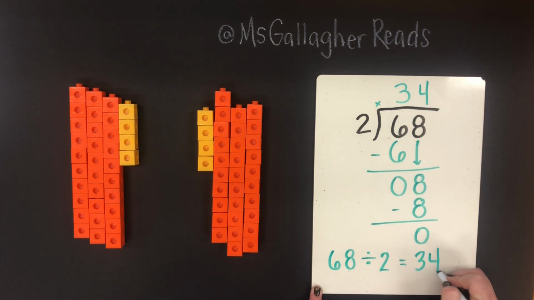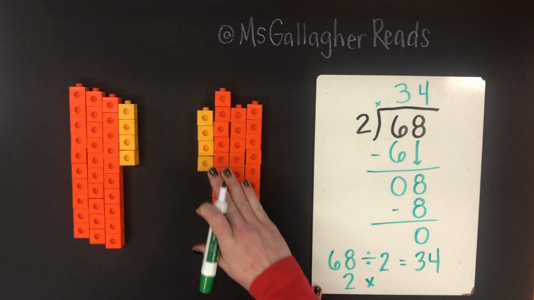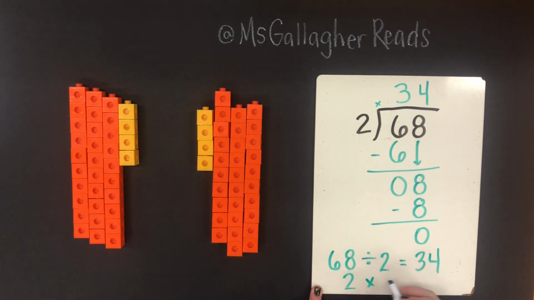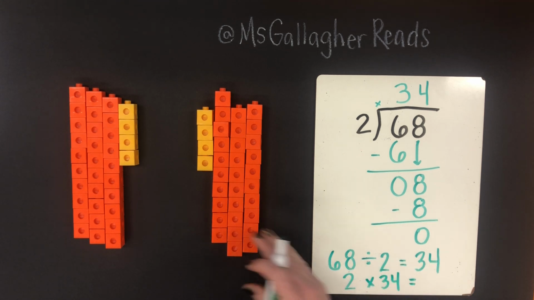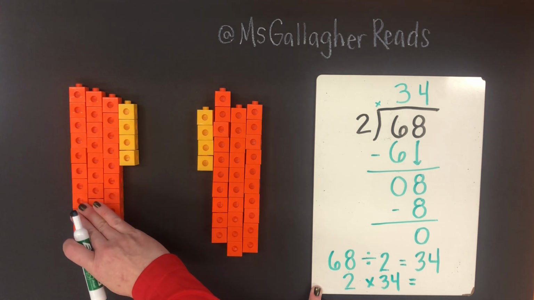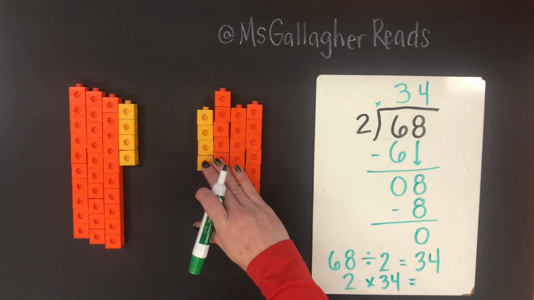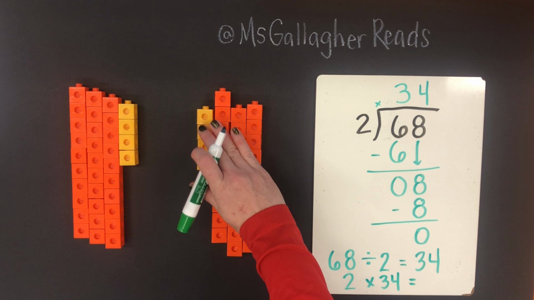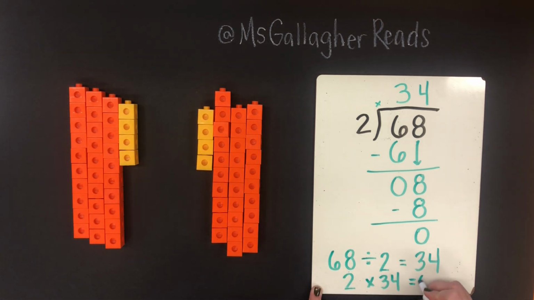There you go. And the reverse can also be said. If I'm not sure and I want to check my work, 2 times, how many are in each group? 34 equals how many altogether? 10, 20, 30, 40, 50, 60, 64, 65, 66, 67, 68. There we go.